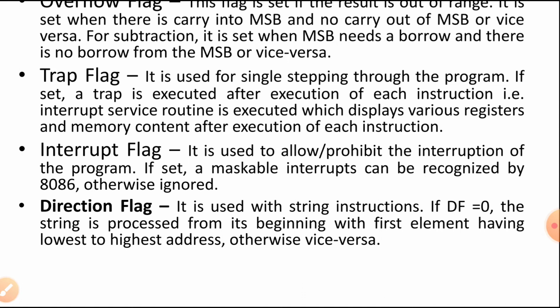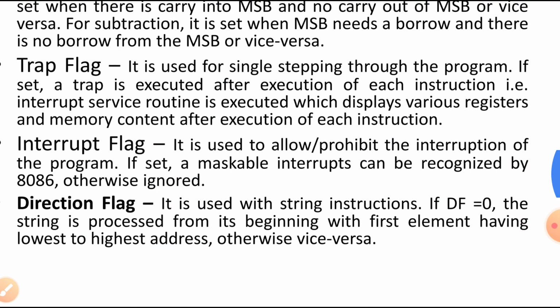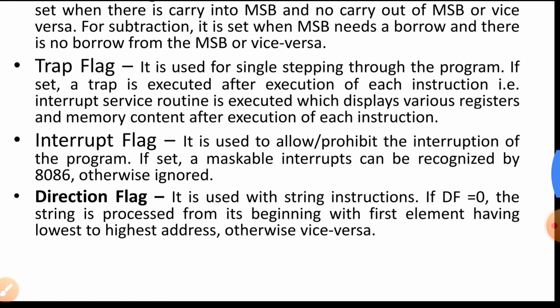We have the interrupt flag, which is used to allow or prohibit the interruption of the program. If it is set, a maskable interrupt can be recognized by 8086, otherwise it can be ignored. Now, we know two kinds of interrupts, maskable and non-maskable. Non-maskable cannot be avoided, but maskable can be avoided. If this flag is set, it allows the processor to be interrupted. If it is not set, it does not allow any interrupt to interfere with the processing of the processor.